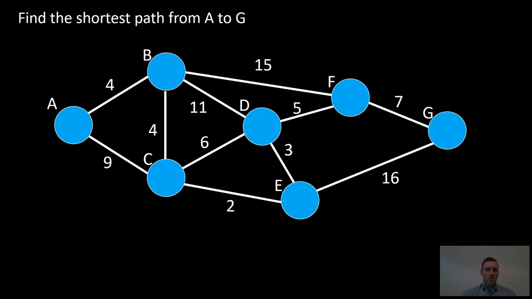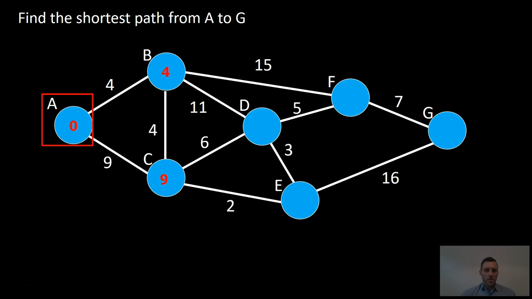Let's look at another example where we find the shortest path from A to G. We assign a value of 0 to the starting node. Draw a box around the node and the node label to indicate that it's permanent. Now we consider all the unboxed nodes connected to the node we've just boxed, and we label them with the minimum weight from the node we've just boxed. So that's 4 for B and 9 for C.